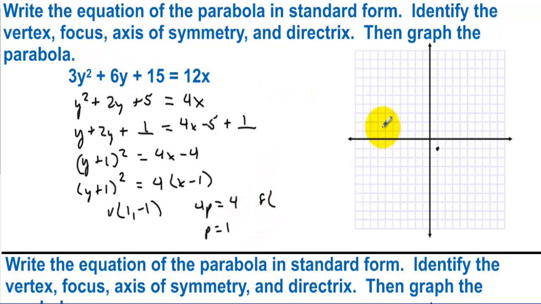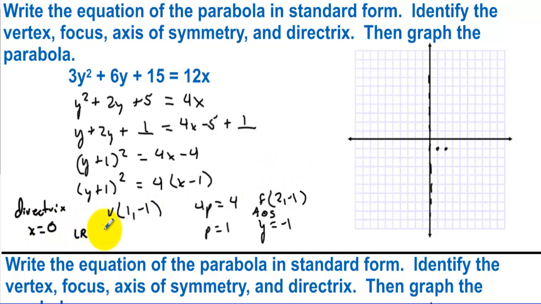y is being squared, so we're going to go to the right one. There's the focus, which is (2, -1). We have the vertex, the focus, axis of symmetry is y equals -1. And the directrix, well, the directrix is going to be 1 to the left of the vertex. That's going to be the y-axis. So the directrix is x equals 0.